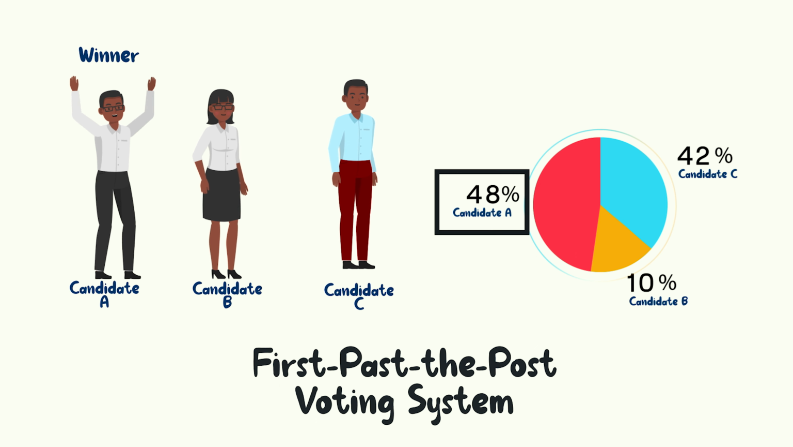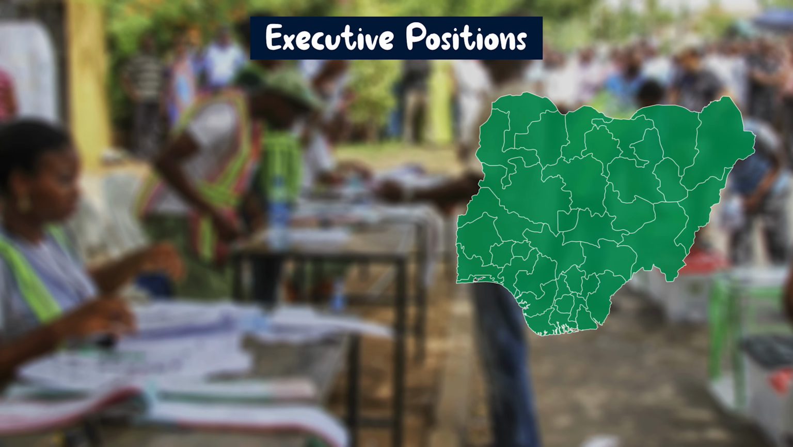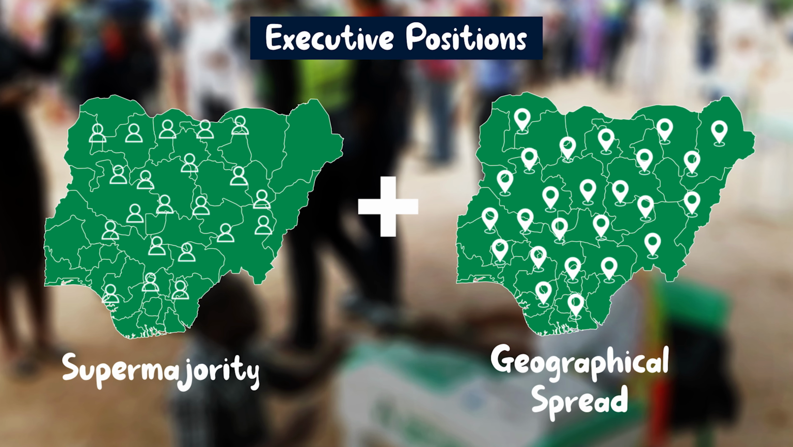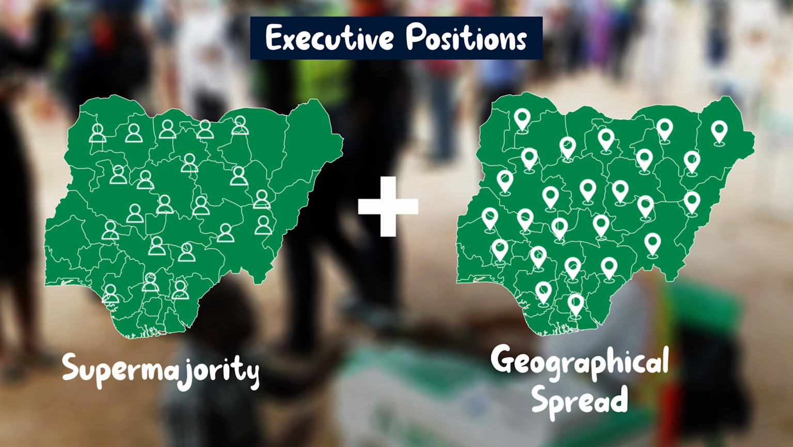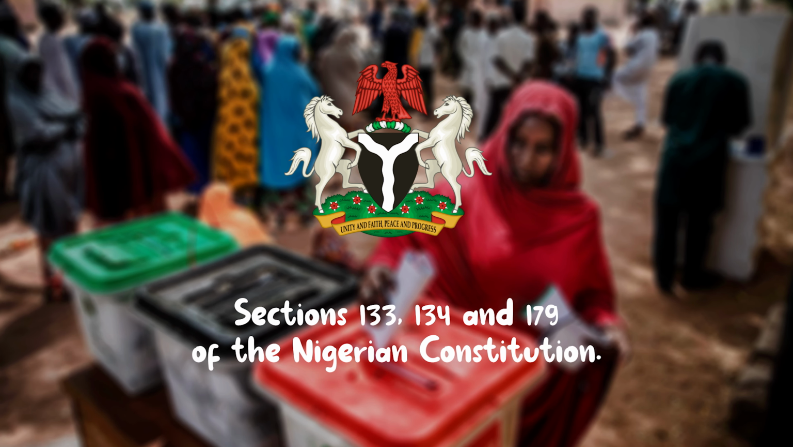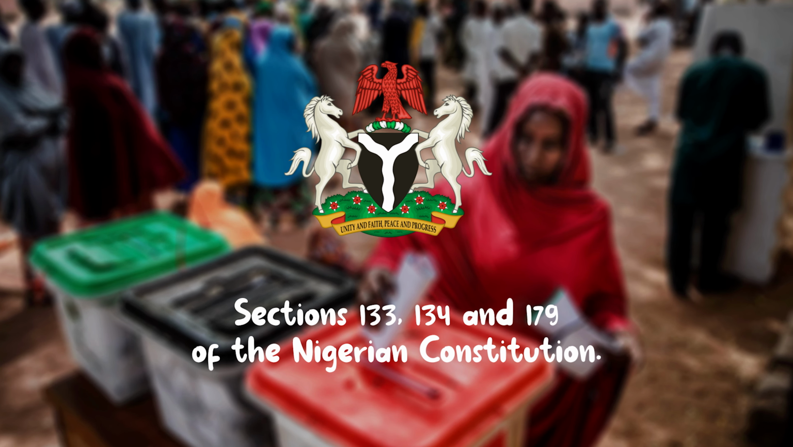Now, let us see the difference between this and elections for executive positions such as chairmanship of an area council, governorship, and office of the president. Elections for executive positions will require geographical spread and a supermajority of votes. This means getting a number of votes above a specified percentage. You will find details of this in sections 133, 134, and 179 of the Nigerian Constitution. So what do these provisions say?